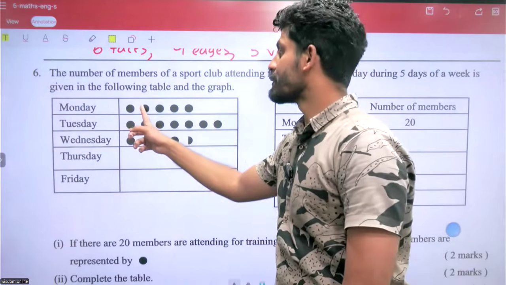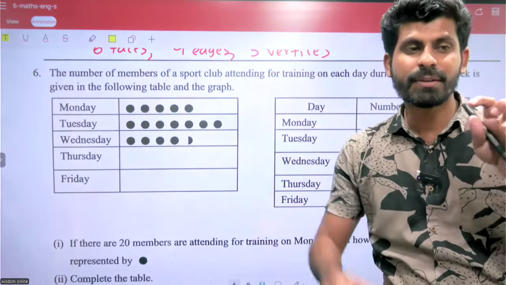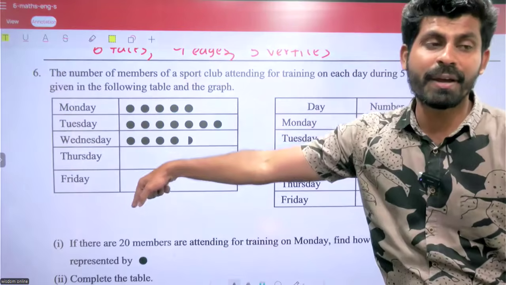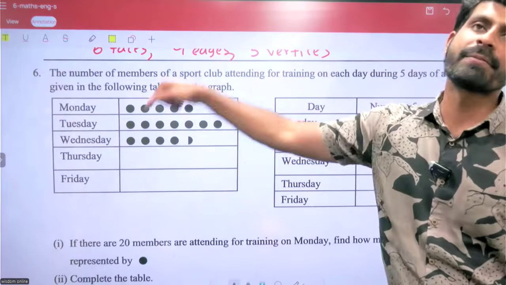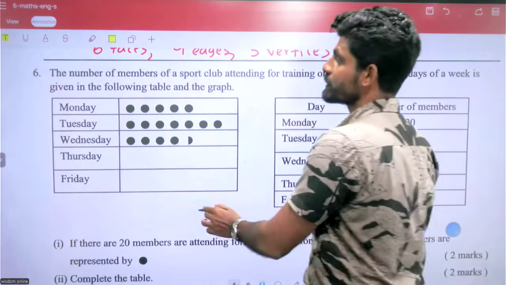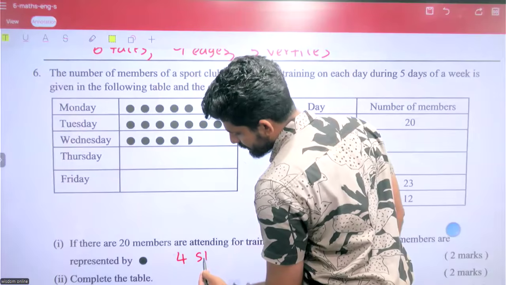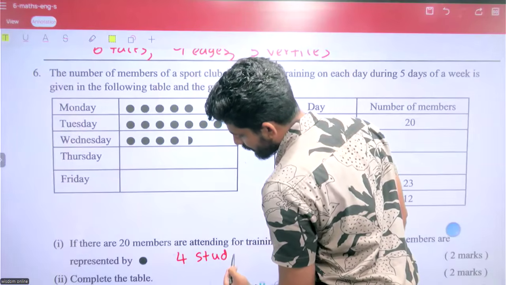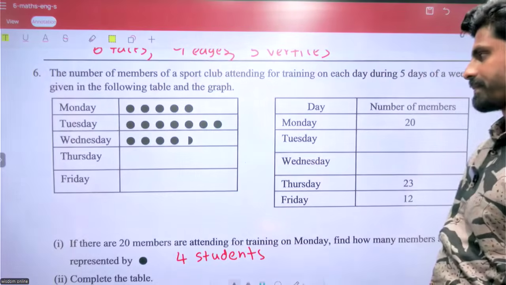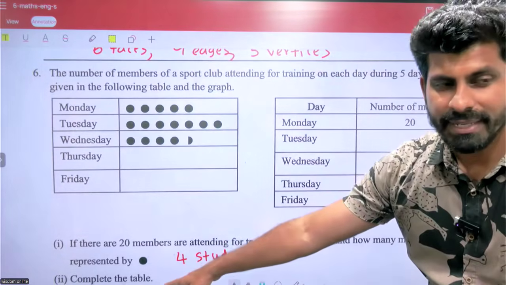1, 2, 3, 4, 5. 5 circles equals 20. Then 20 divided by 5, 4 students. So how many students are represented by a circle? 4 students. Right? Question number 2, complete the table.